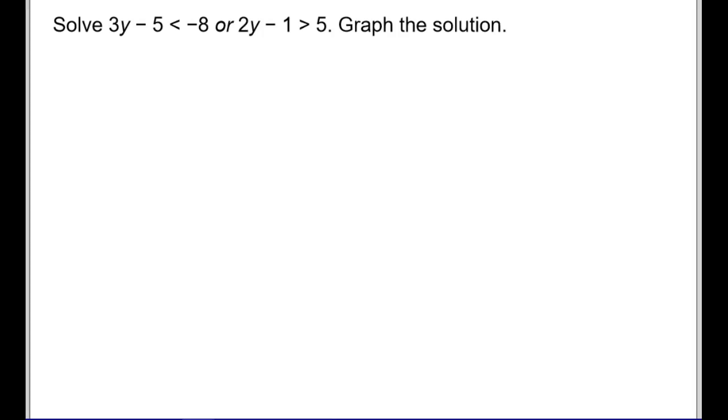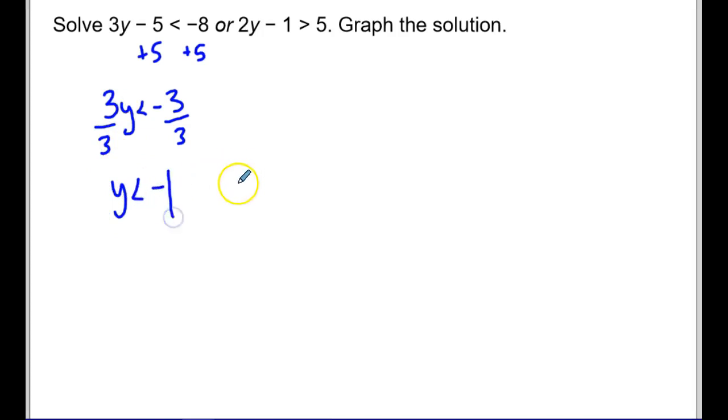So now let's look at this "or" statement. So when I have an "or" statement, I'm always going to have two different pieces to it. So I can solve each piece individually. So I start by adding 5 to both sides, and I'm just looking at this first piece of my "or" statement. So I end up with 3y is less than negative 3. Now I'm going to divide by 3 to get y by itself. Since I'm dividing by a positive number, I don't have to do anything to my signs. So now I've solved for y.